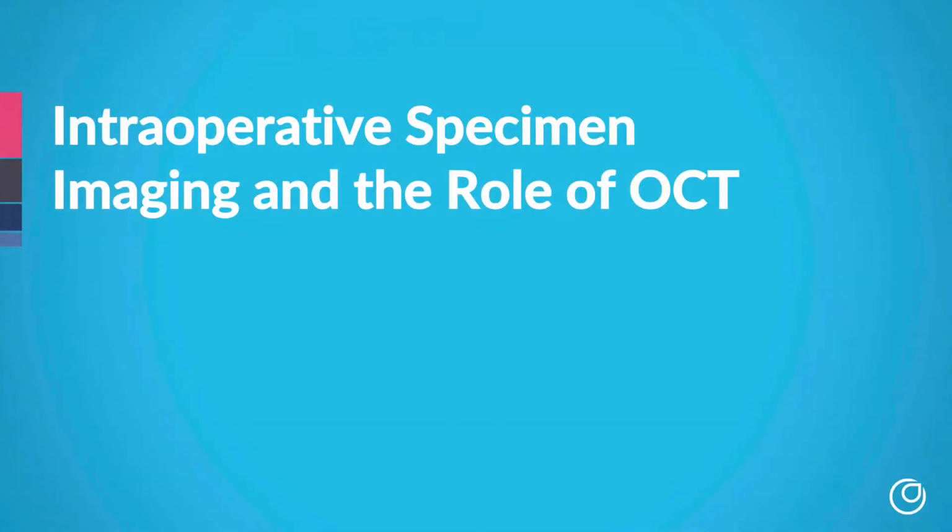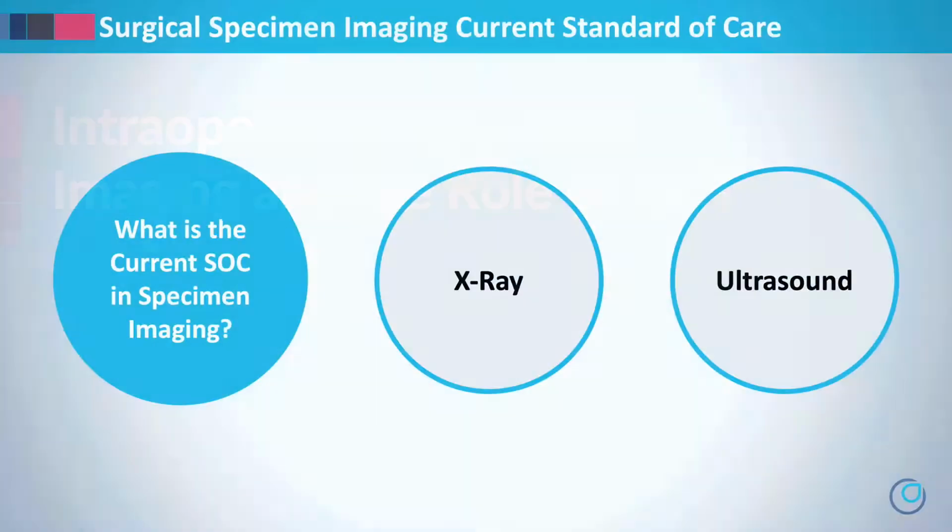So we're going to begin by talking a little bit about intraoperative specimen imaging and the role of OCT. What is the current standard of care in specimen imaging? Most of us are familiar with using X-ray to look at surgical specimens in breast surgery. Many surgeons also use ultrasound imaging of individual specimens at the time of lumpectomy.